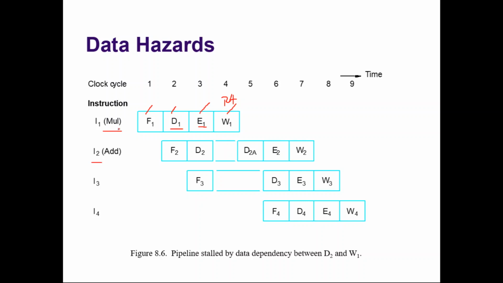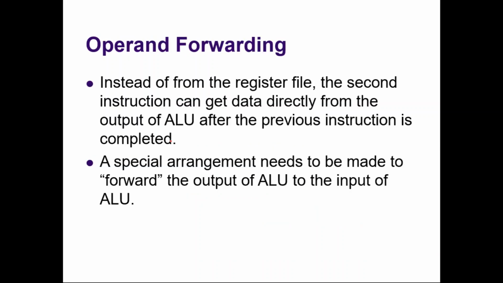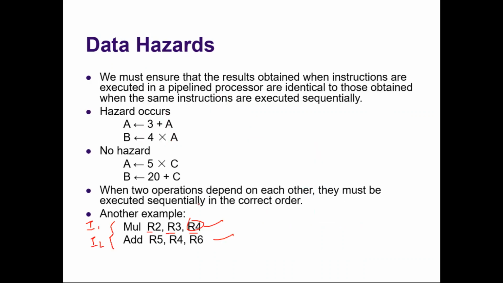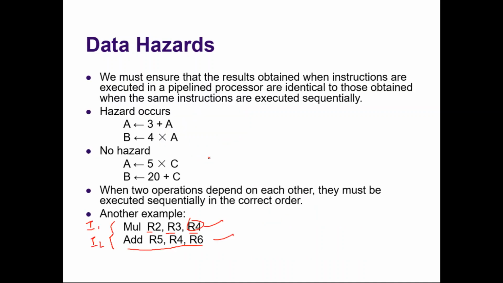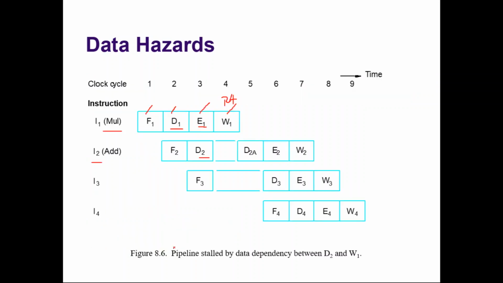What is instruction 2? It is fetched in clock cycle 2 correctly. Add R5, R4, R6. And in clock cycle 3 it is decoding. While decoding, it understood that it needs R5, R4 and R6. But currently it can fetch only R5 and R6. During decode phase data will be fetched. It cannot fetch R4 because R4 is not available during clock cycle 3. It is written only at the end of clock cycle 4.